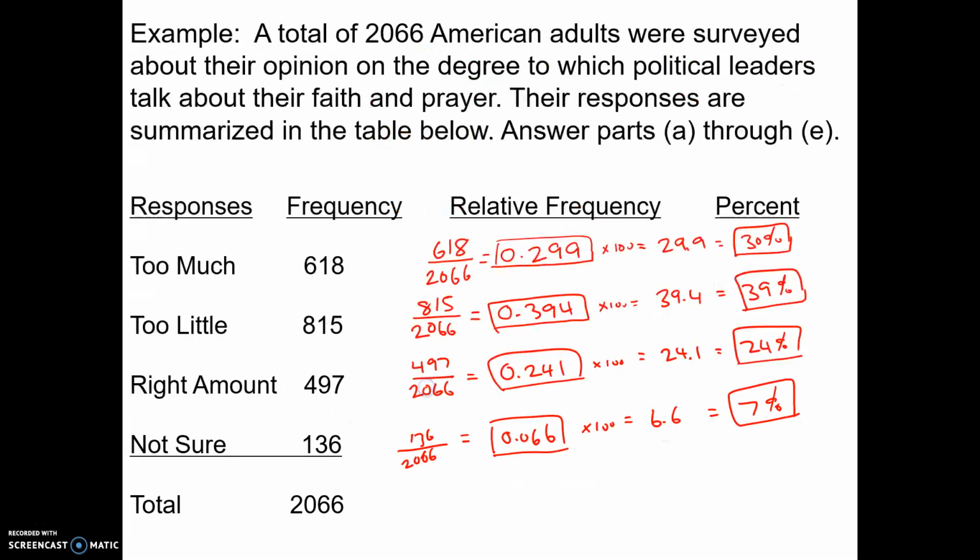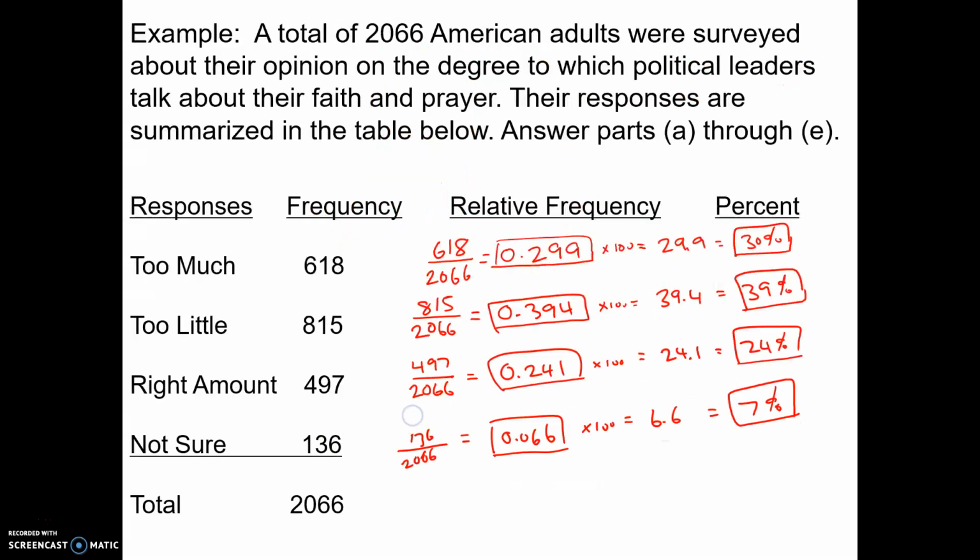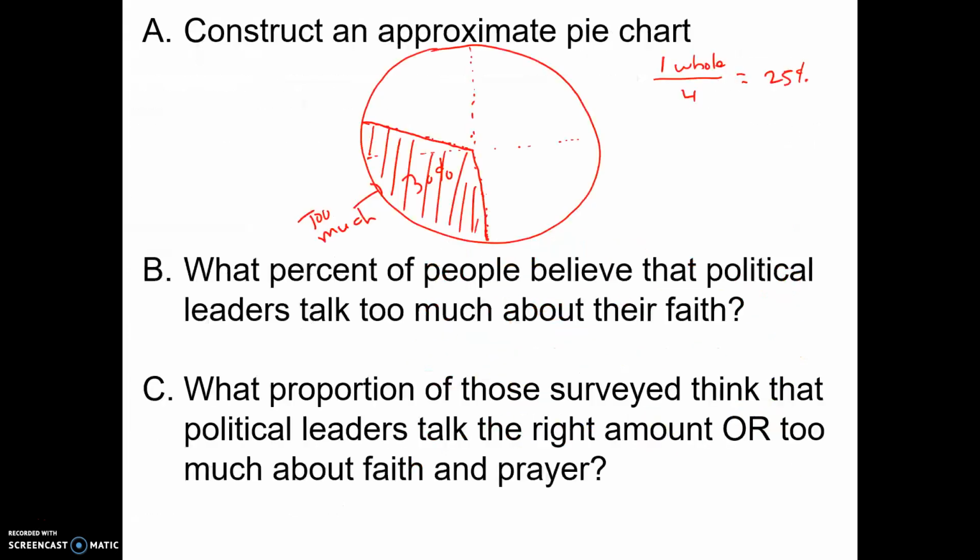30% of people said that politicians talk too much, so we'll label this as too much. Okay, now let's keep going. 39% said they talk too little. We'll come back to that one. Let's go to the next one. 24% said they talk just the right amount.